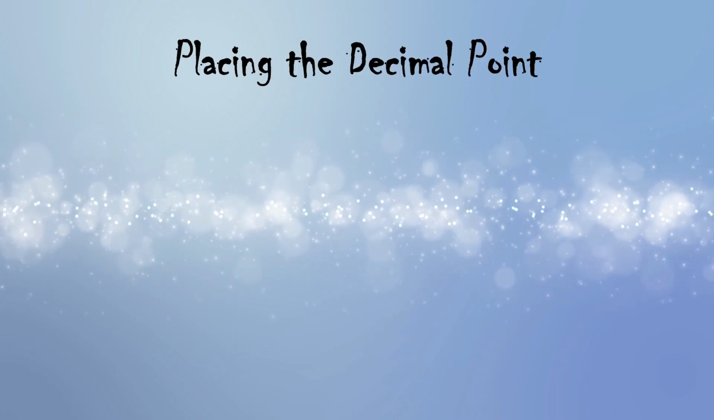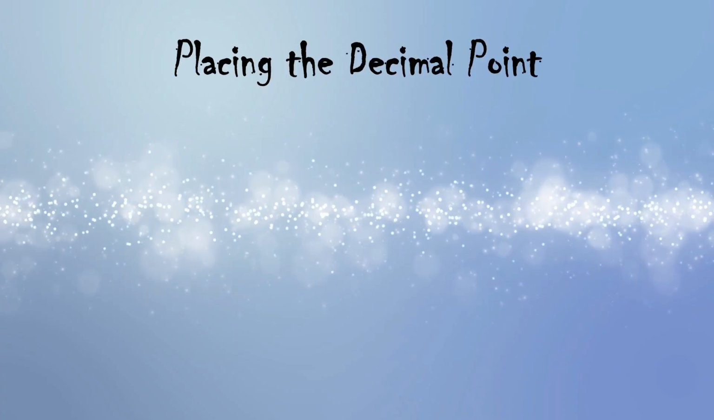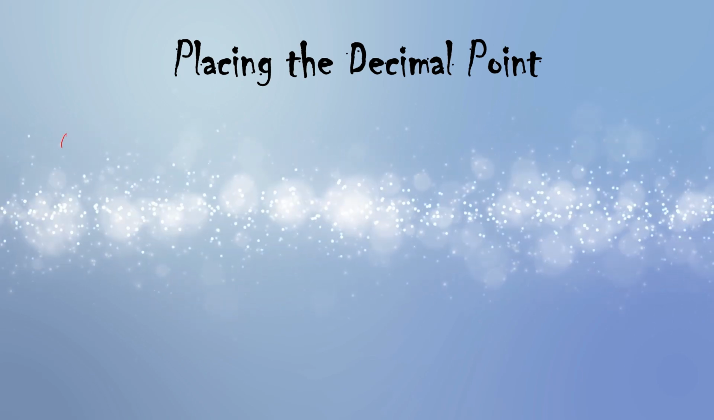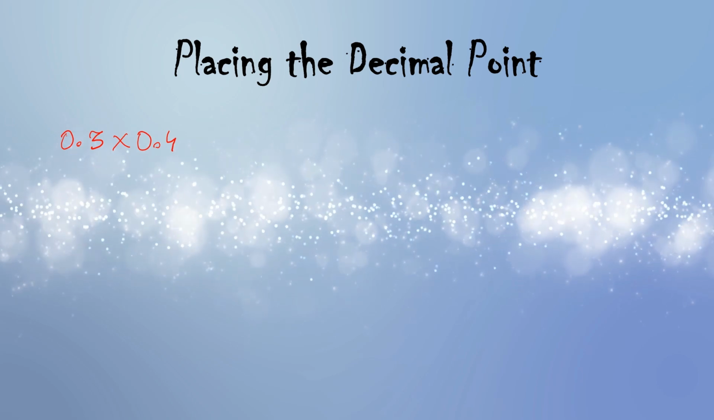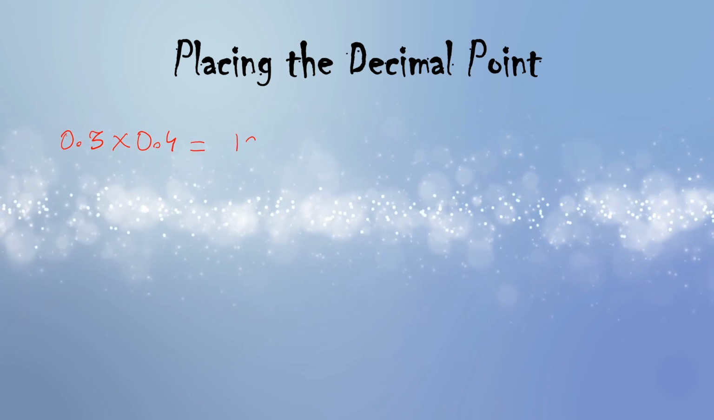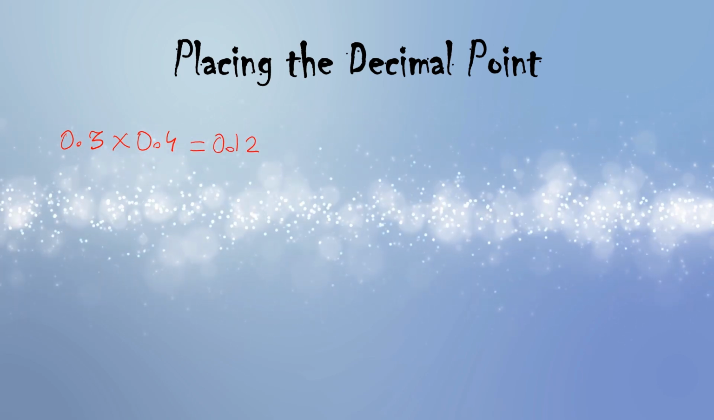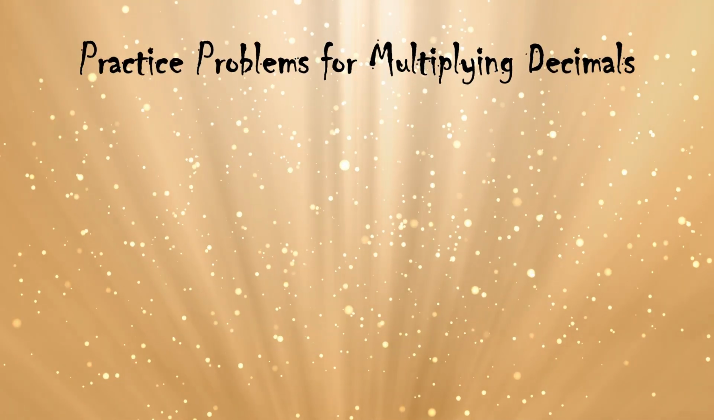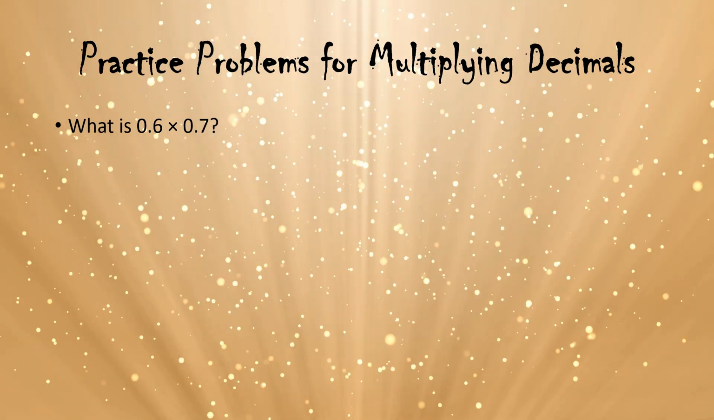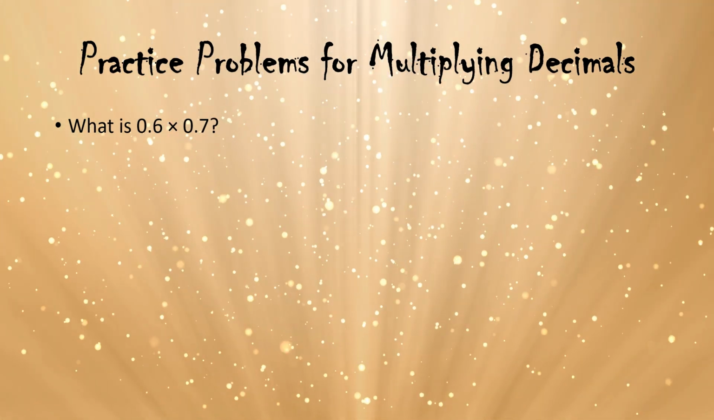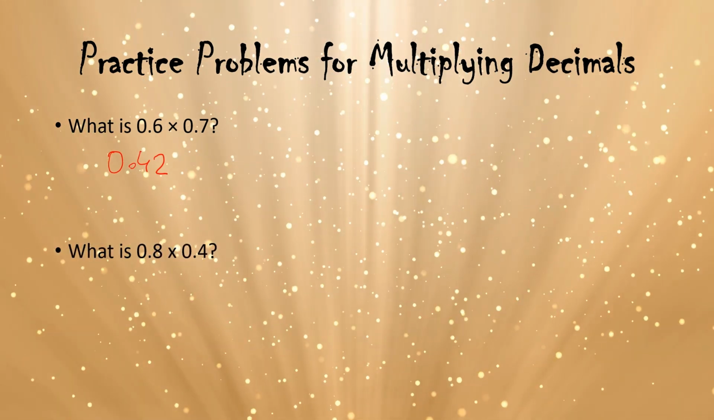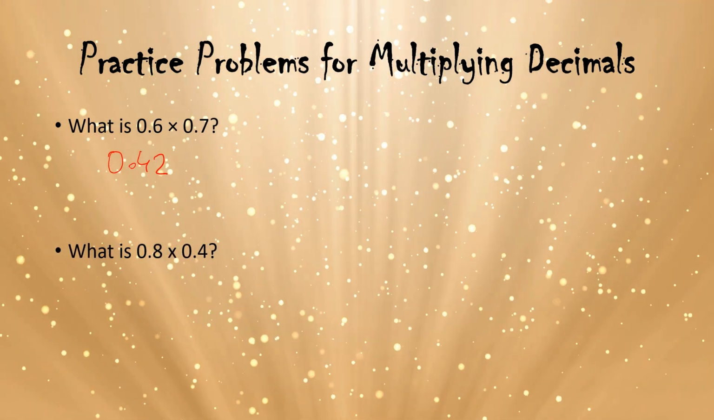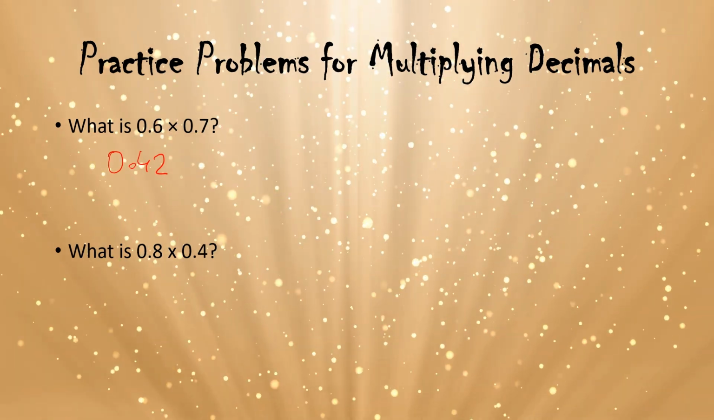After multiplying, count the total number of decimal places in both numbers. In 0.3 and 0.4, there is one decimal place in each, so the product should have two decimal places. Therefore, 12 becomes 0.12. Let's practice. What is 0.6 times 0.7? Pause the video and solve it on your own. The answer is 0.42. What is 0.8 multiplied by 0.4? Solve the question and drop your answer in the comments.